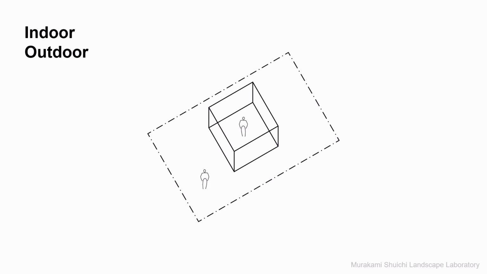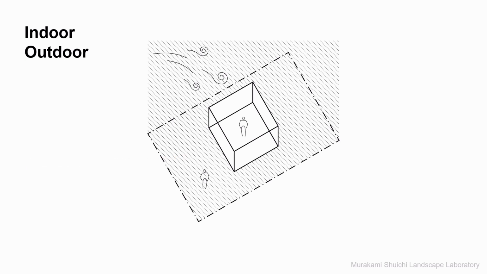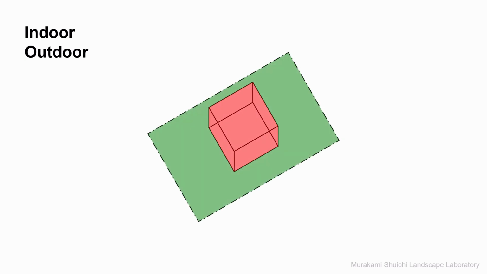Here, the term indoor refers to the inside of a building such as a house, while outdoor refers to the space outside the building. Because indoor spaces are enclosed by roofs and walls and outdoor spaces are not, the degree to which they are affected by rain, wind, and other environmental factors differs. Perhaps for this reason, it is common to design indoor and outdoor spaces separately.